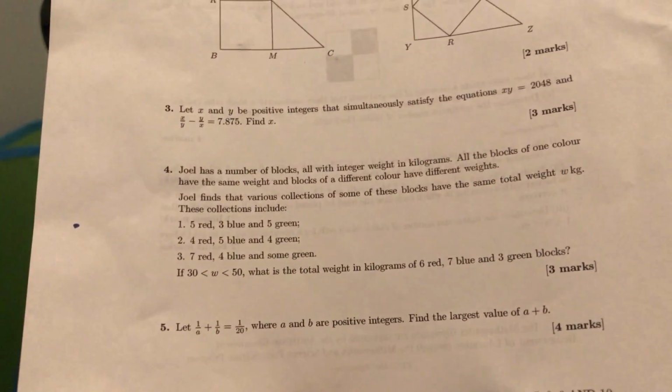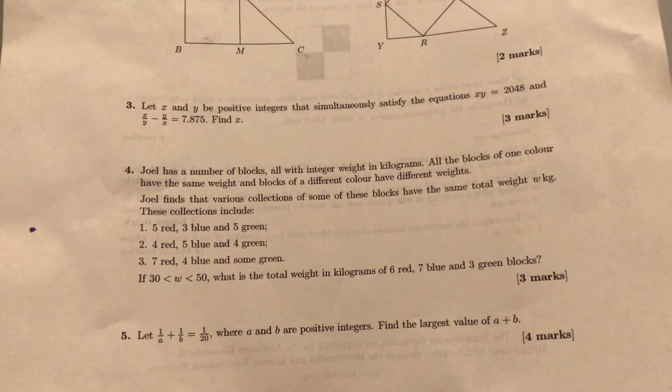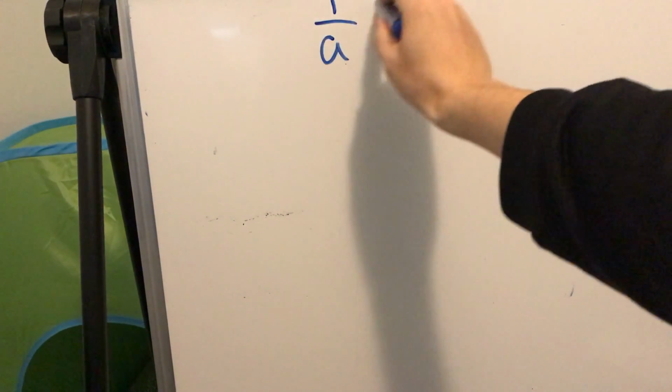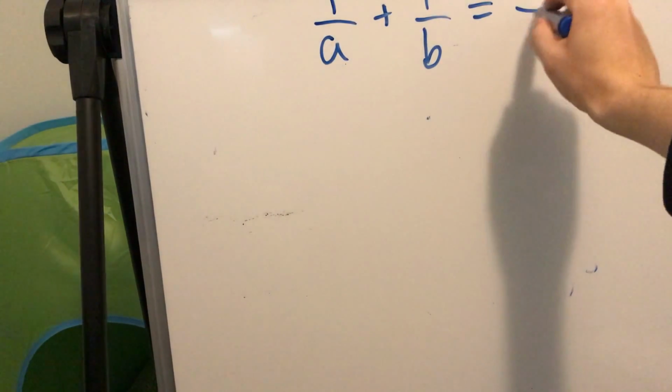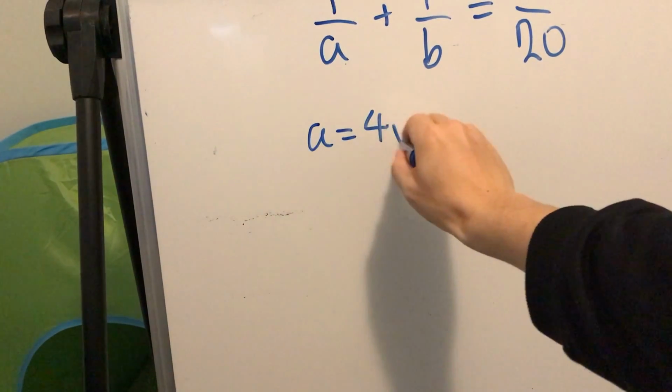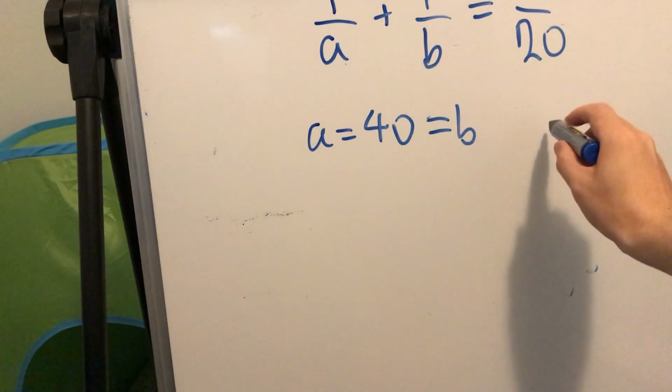So next one I want to try and do is question 5. 1 over a plus 1 over b equals 1 over 20. a and b are positive integers. Find the largest value of a plus b. Okay, so if 1 on a plus 1 on b is 1 on 20, then you could see straight away that a and b both being 40 works. And so the sum would give you 80.